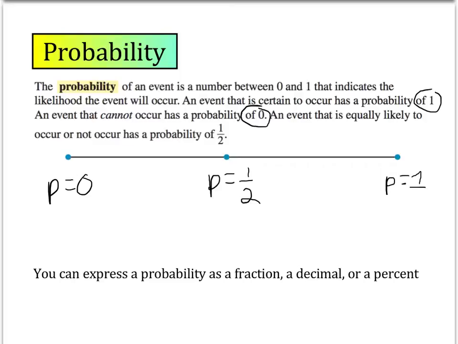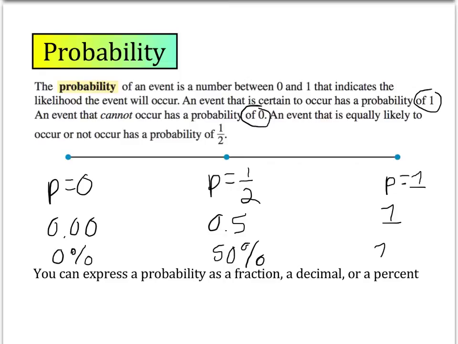So we can represent a probability as a fraction, decimal, or a percent. So as a fraction, it's just 0. As a decimal, we can represent it as 0.00 or 0%. So a half, we can represent that as 0.5, or we can represent it as 50%. And if P was 1, that would either be 1 or 100%. Depending on how the problem asks you, you can represent it all three ways.